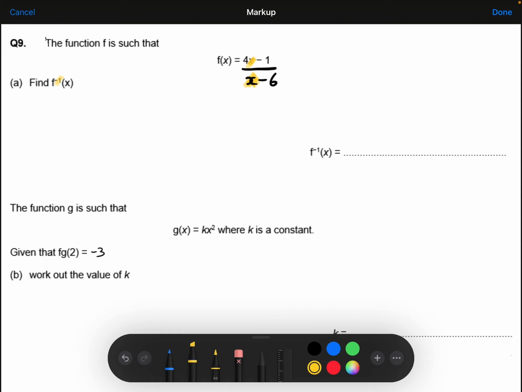So this is one of those questions where we have to do the slightly longer method, where we rewrite as y equals our function. Then we remember what the inverse function does. It swaps the x and the y around. And we're now going to rearrange this to make y the subject.